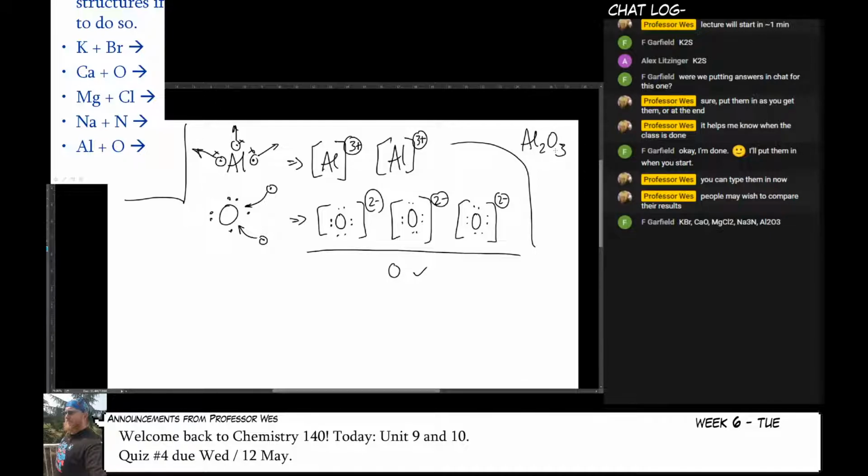And there you go. That's how you make ionic charges from neutral elements and then put those together to make ionic compounds. Any questions, let me know in the chat.